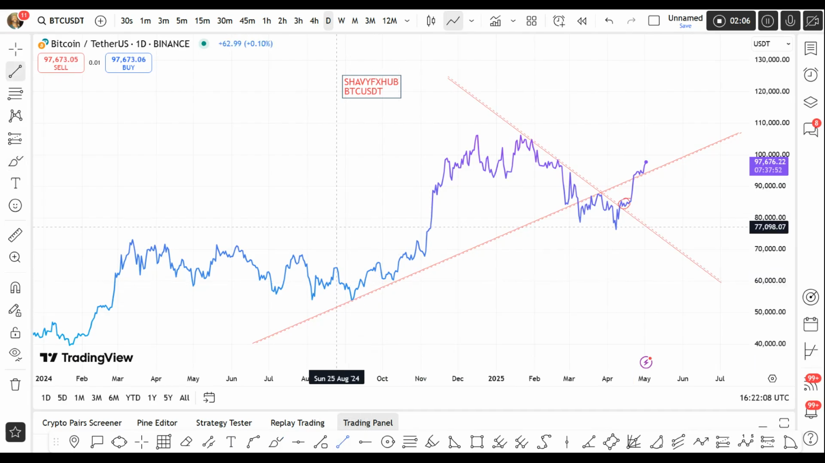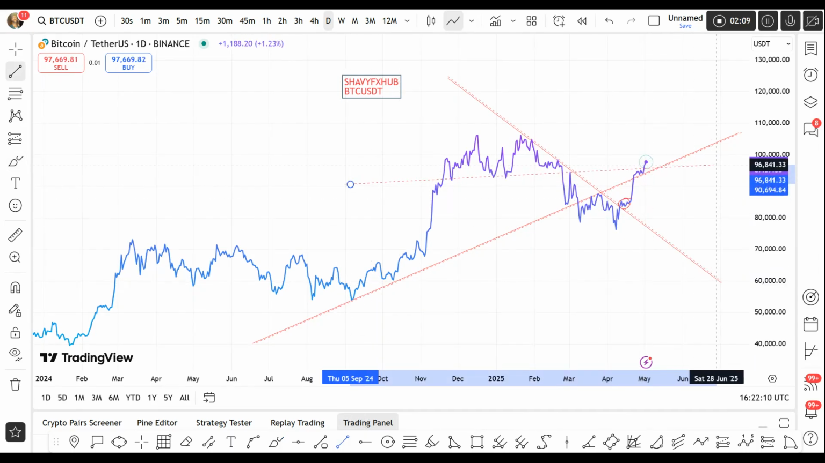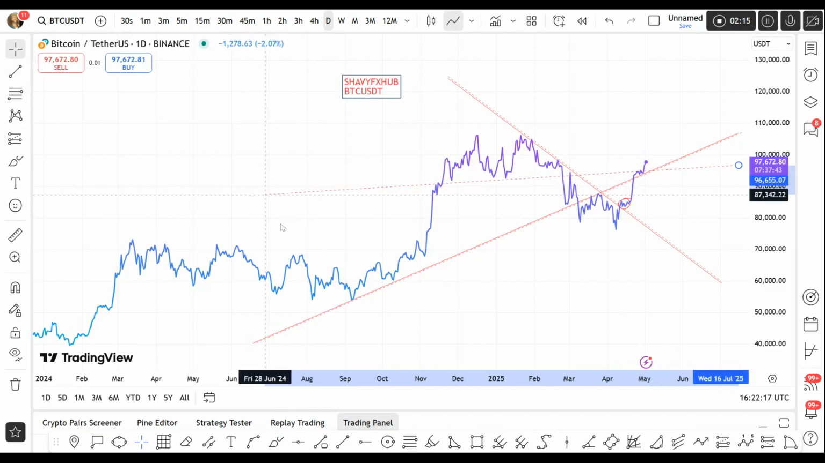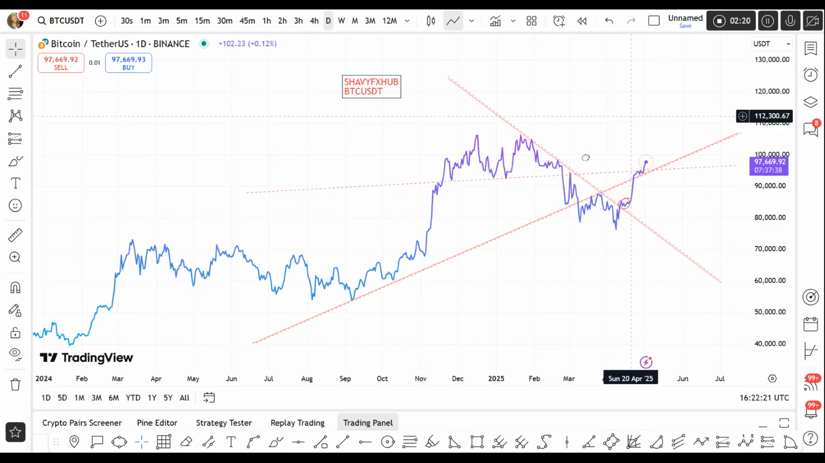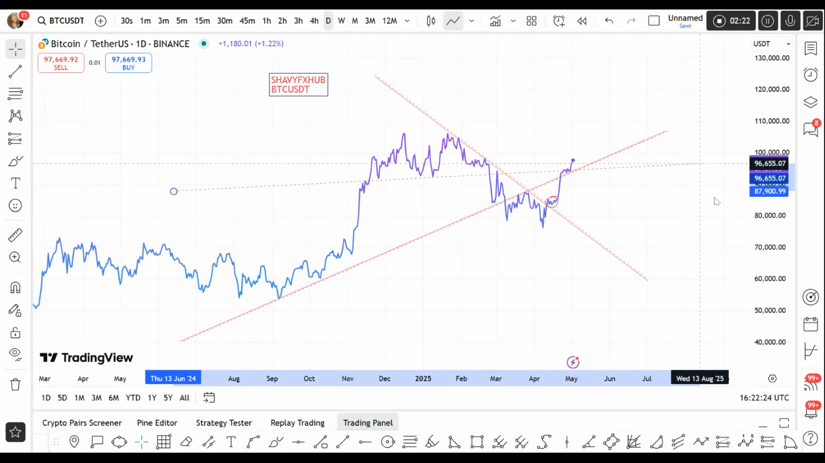Now on the daily time frame, you can see there is a break of structure yesterday. Yesterday's daily candle broke a supply roof. Yesterday it broke a supply roof on the daily.